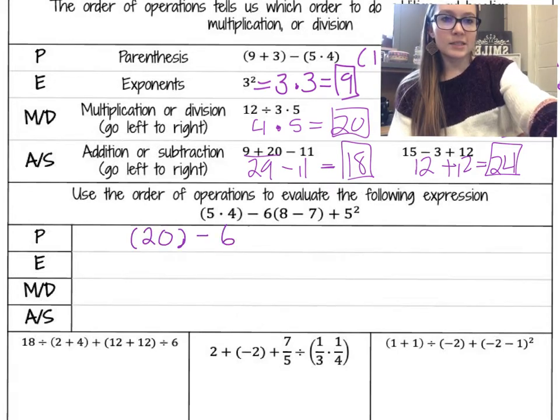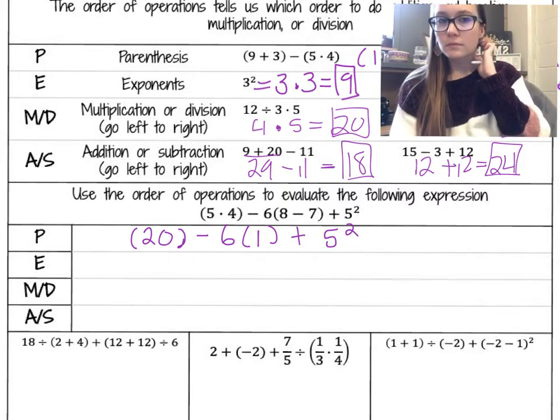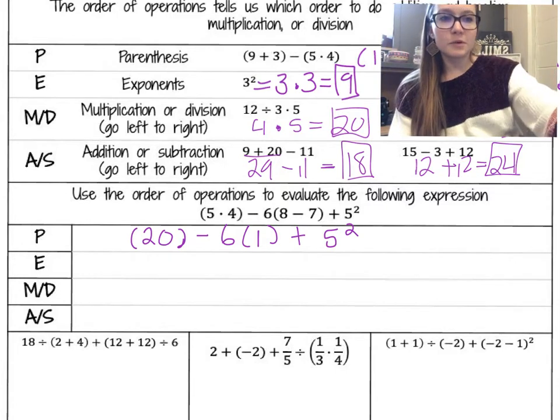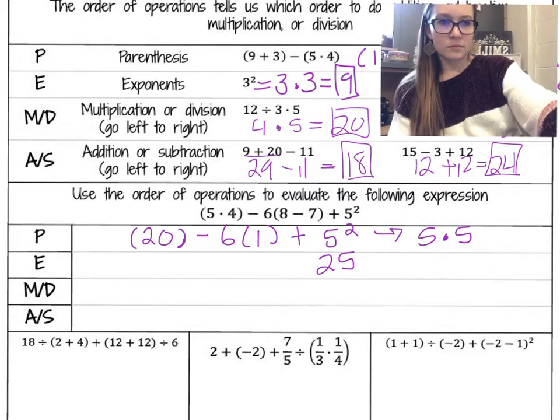Minus 6 times 8 minus 7 is 1 plus 5 squared. Okay. Now I'm going to use my exponents. Here's an exponent. That means 5 times 5, which is 25. Then I'm just going to leave the rest the same.